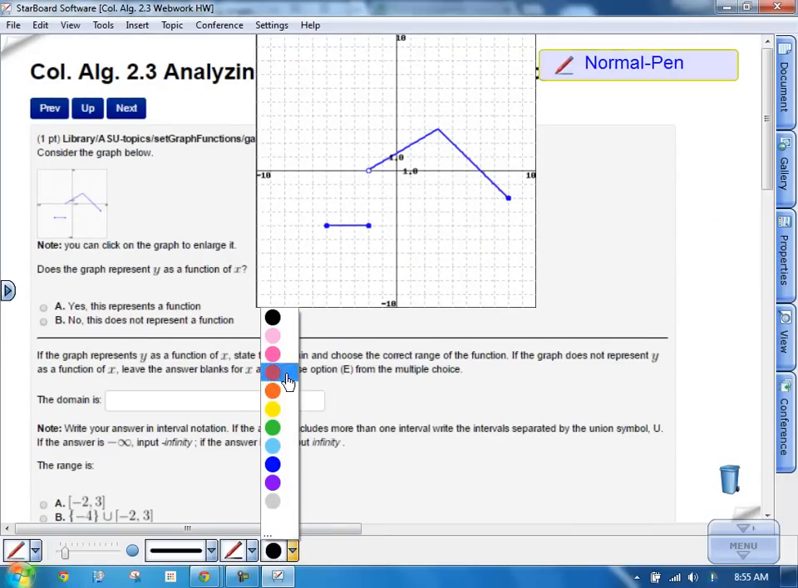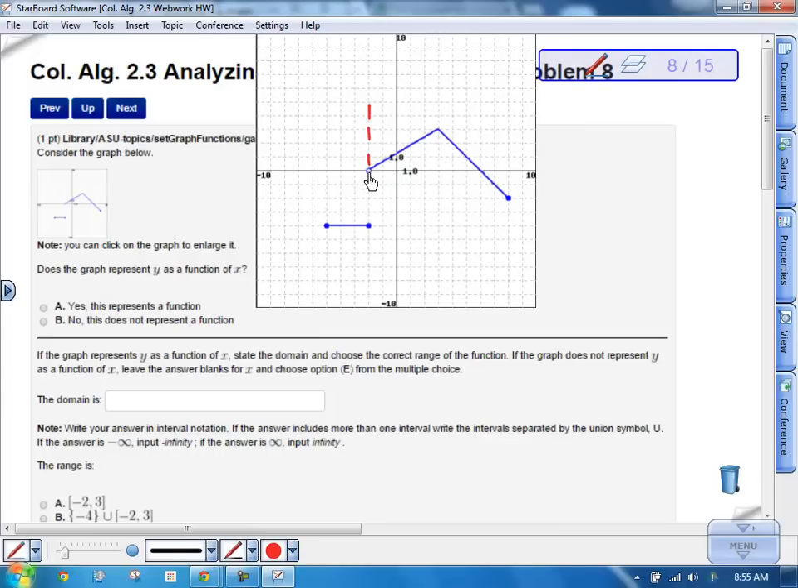It does pass the vertical line test. You know, even this point right here, if you draw a vertical line through, it actually only intersects the graph one time right there. So it does pass the vertical line test, therefore it is a function.